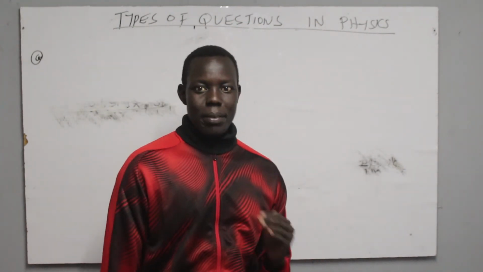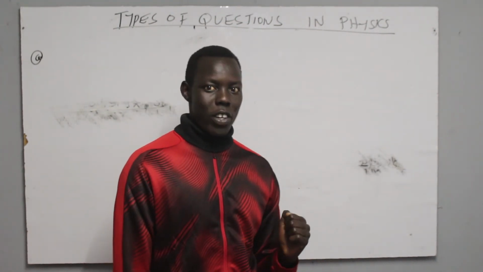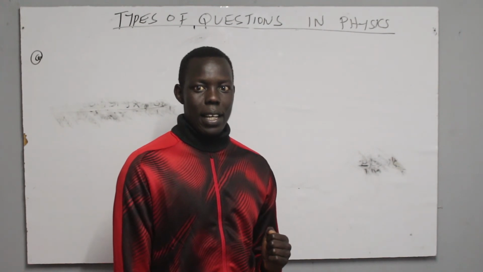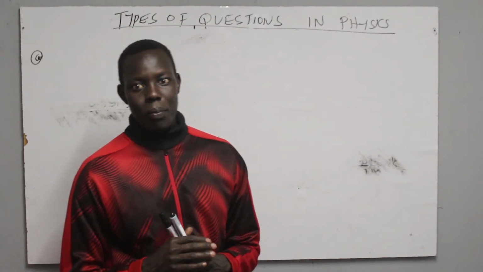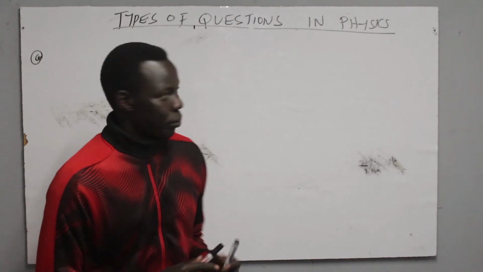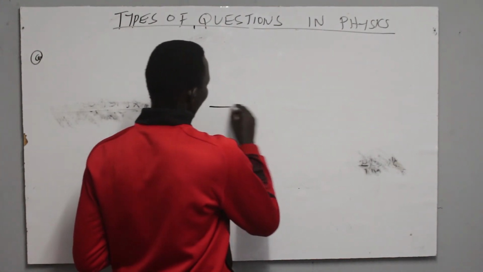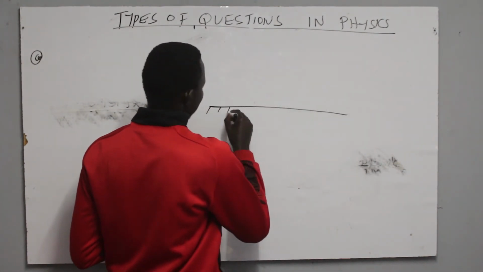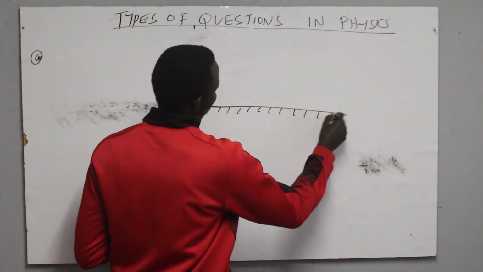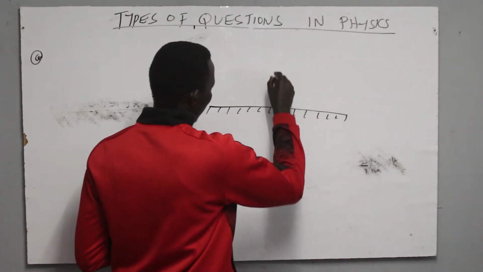And let me say this, and you have to get it very right. For example, you're dealing with light. This is a shiny surface. This is a normal.